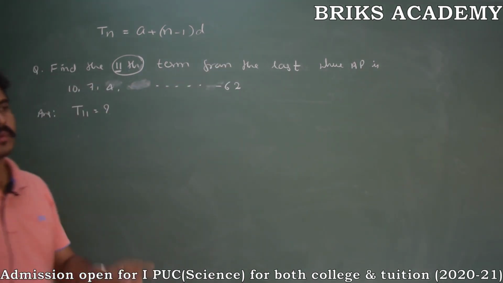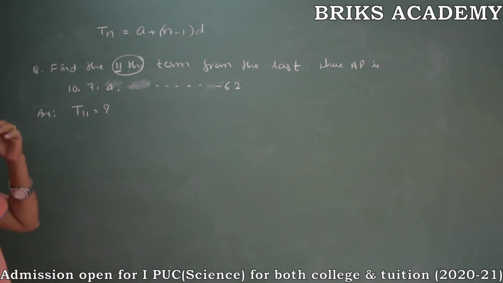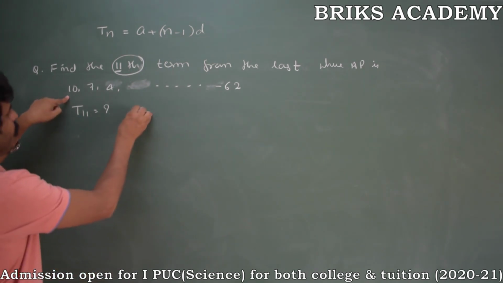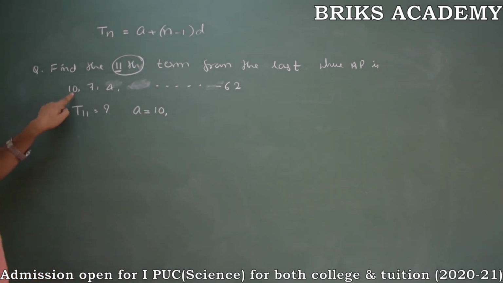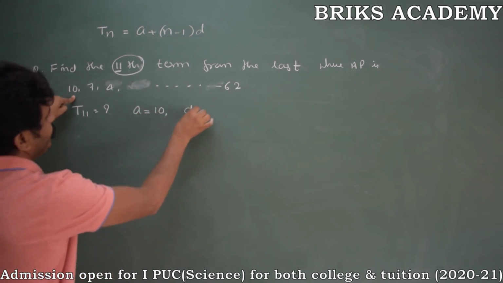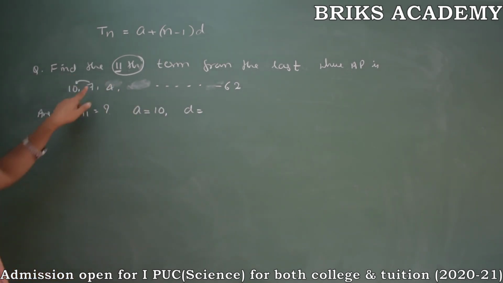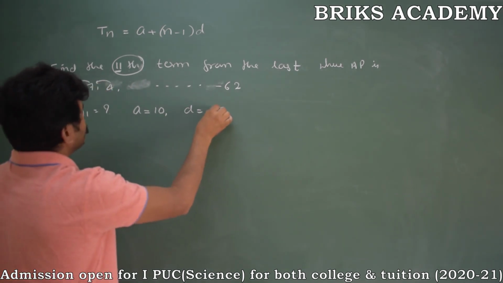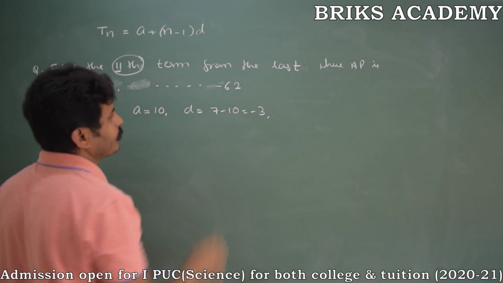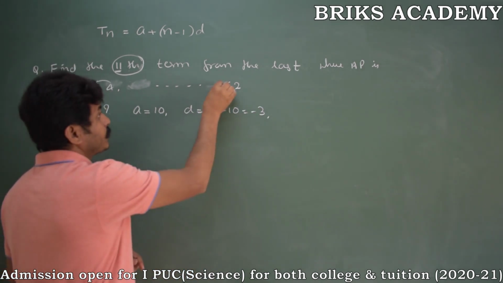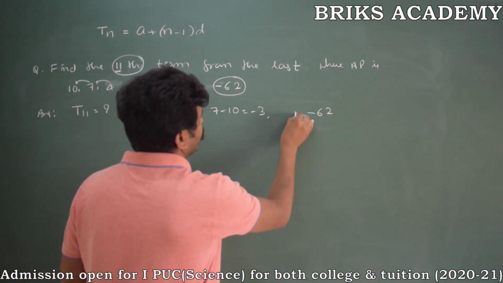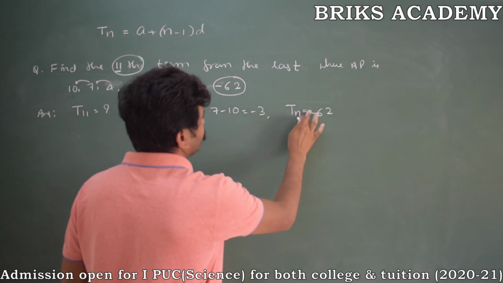So far we have done it from the first. Now we have to do it from the last. Of an AP whose first term is 10, the common difference is term minus its previous term: 7 minus 10, or 4 minus 7. Is it minus 3? And remember, this is also given: minus 62 is your nth term, or last term.